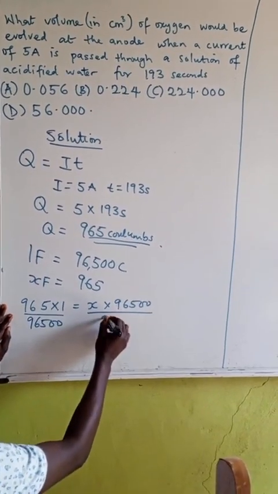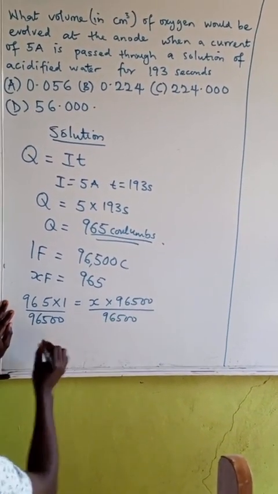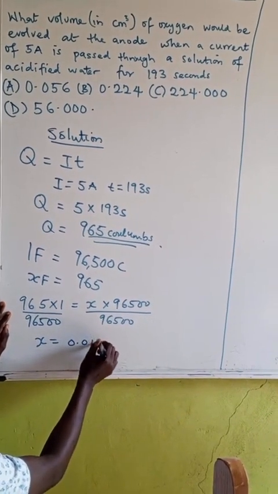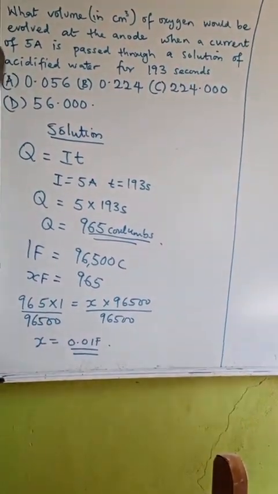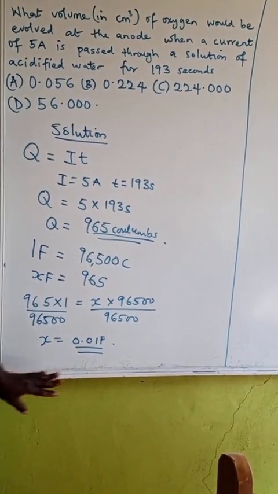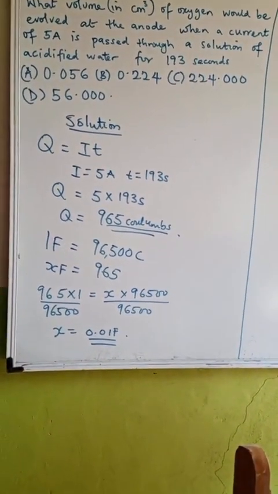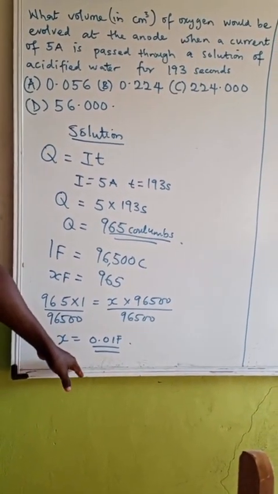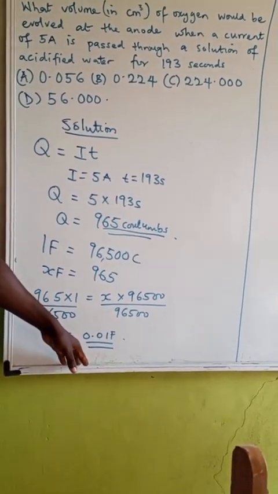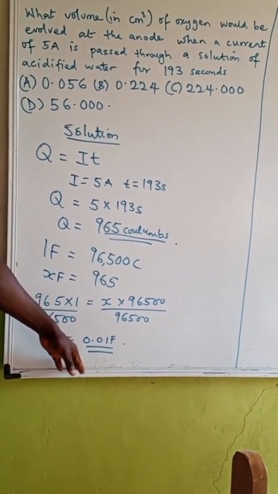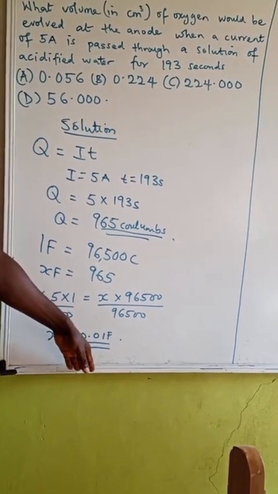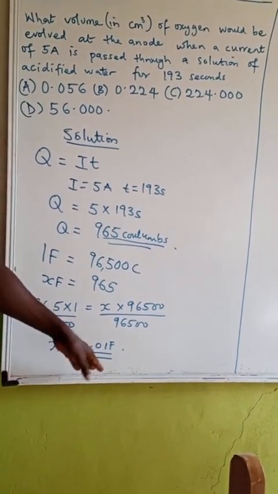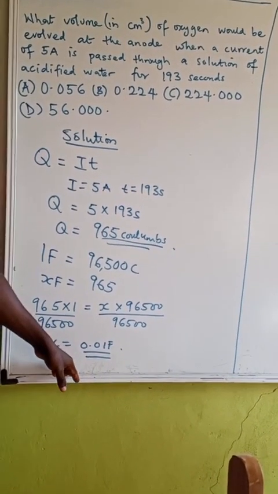96,500 over 96,500. In short, x equals 0.01 farad. Whenever you are solving any problem on electrolysis, have it in mind that your first bus stop is to get the quantity of electricity in farad, in Faraday. Are you getting it now? You get it in coulomb, then you get it in Faraday. Have you got it now?